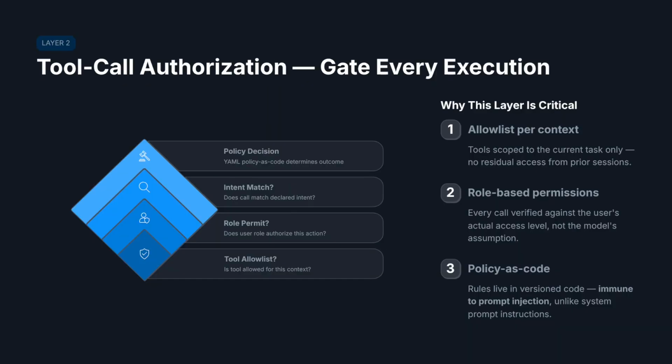This is where most agent security falls apart. The model decides to call a tool and the system just executes it. Tool call authorization adds a gate between the model's decision and actual execution. Every call gets checked against an allow list scoped to the current task, role-based permissions that match the user's access level, and a policy file that defines these rules in code rather than in the system prompt. The reason policy as code matters is that prompt-based rules can be overridden by injection, but code-level policies cannot.